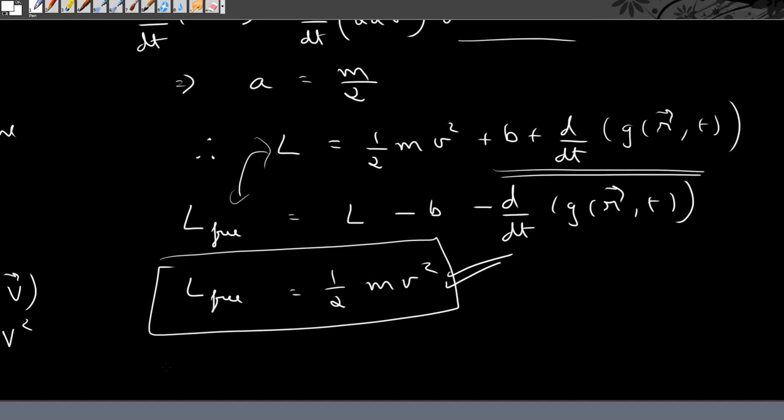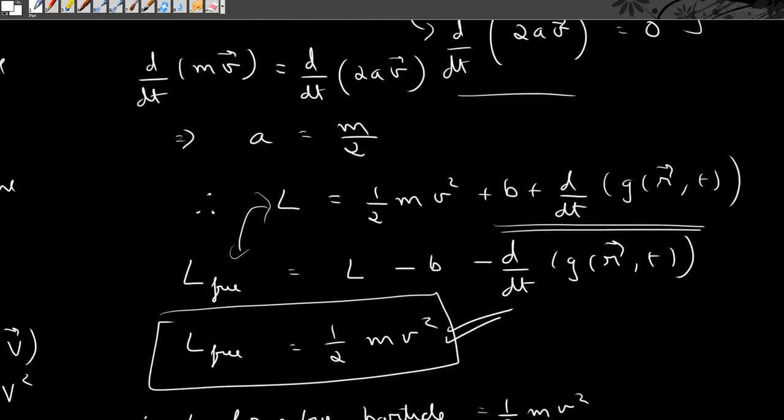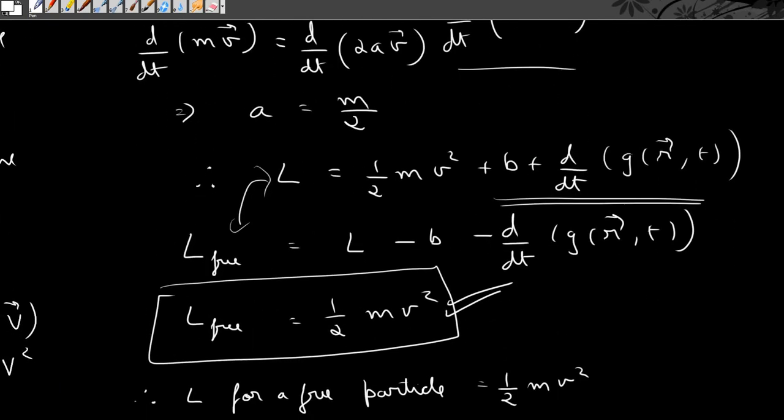Okay. So therefore, the Lagrangian for a free particle is just half m v square, where m is the mass. All right.